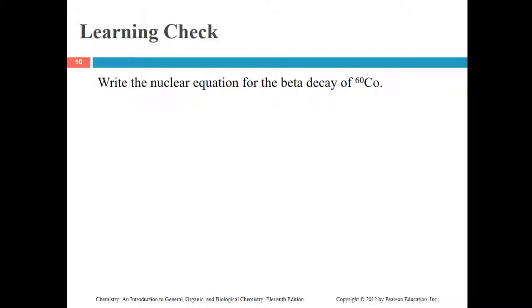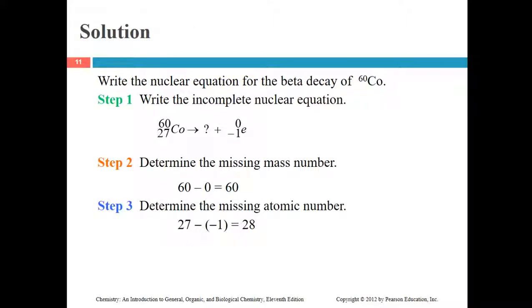So write the nuclear equation for the beta decay of cobalt-60. Okay, see if you can do this. Press pause. Okay, so we have our cobalt. You look up the proton number, it's 27. And so we know that it is beta decay, so it is something plus our 0 over -1.